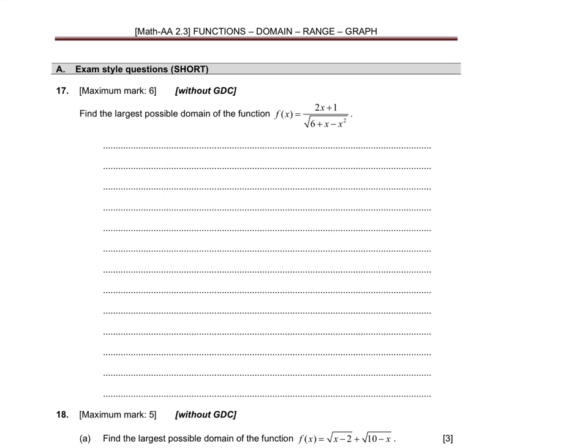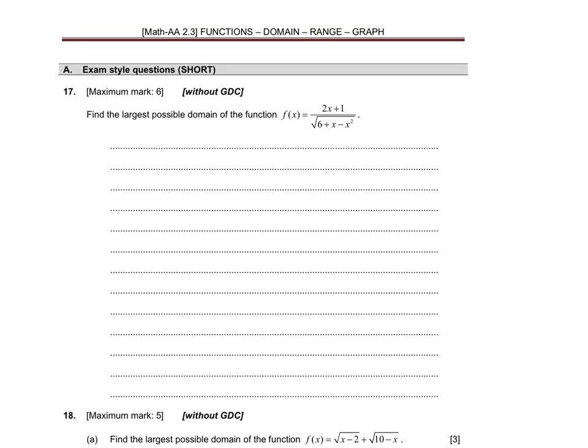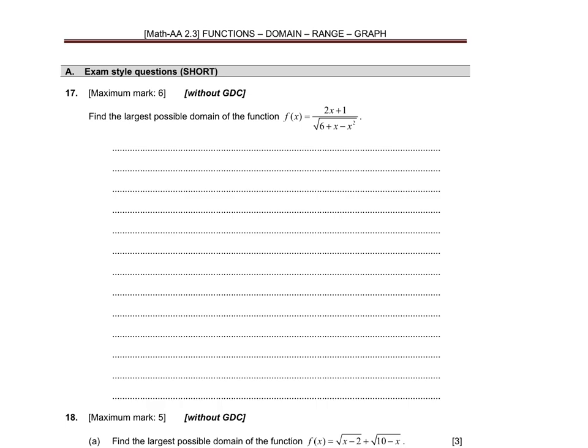Okay, find the largest possible domain for the function. So we just care that the denominator is greater than 0. Because it's under a square root, it has to be greater than or equal to 0, and it can't be 0 because it's a denominator.